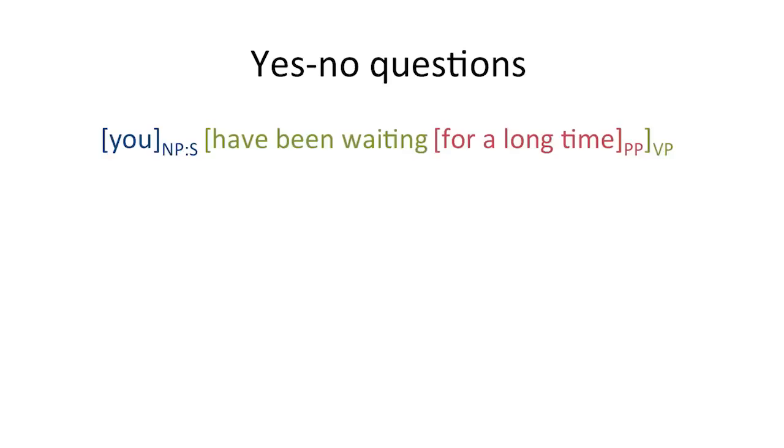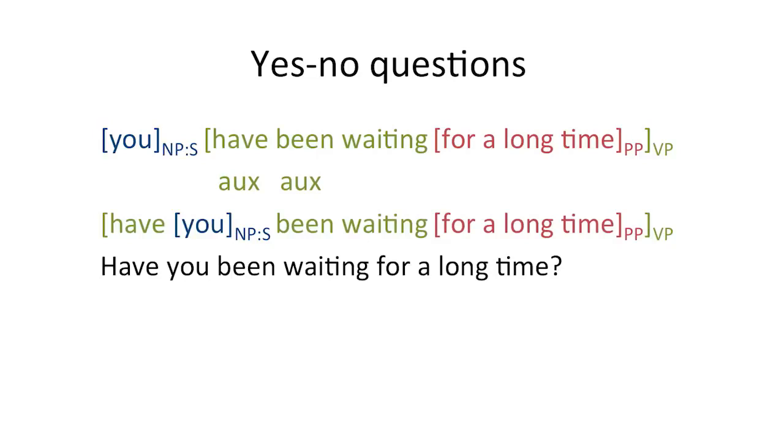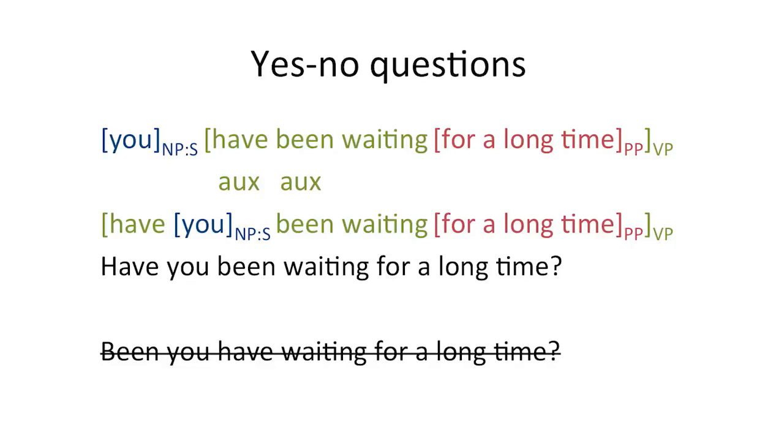But if there are two primary auxiliaries in the verb group, it'll always be the first auxiliary that gets moved to the front. So in you have been waiting for a long time, there are two auxiliaries, have and been. It's always the first auxiliary that moves and the second one stays where it is. So we get, have you been waiting for a long time, where the first auxiliary, have, is moved in front of the subject, you. We can't move the second auxiliary, been, because the sentence that comes out of that, been you have waiting for a long time, is ungrammatical. It doesn't sound right at all.